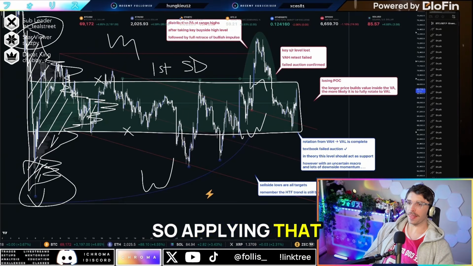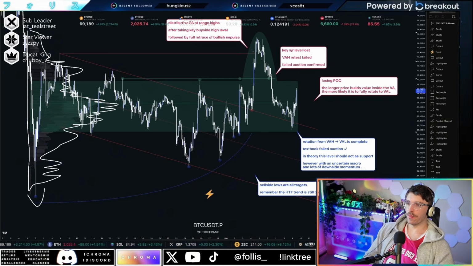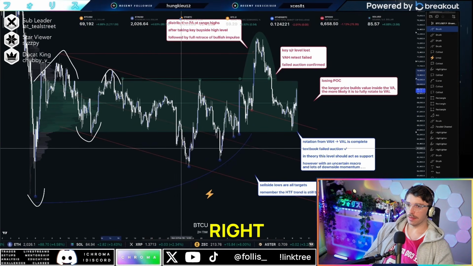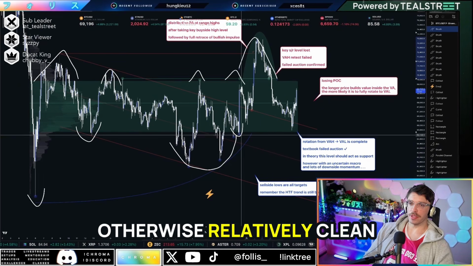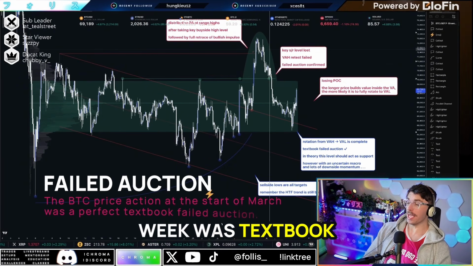So applying that to the range we've had over the last month or five weeks, what can we say? Well, we can say that it's been relatively clean, right? A little bit of a deviation down here, and a deviation up here, but otherwise relatively clean. The price action that we saw at the start of March was a textbook failed auction.